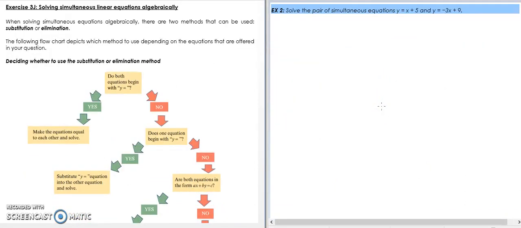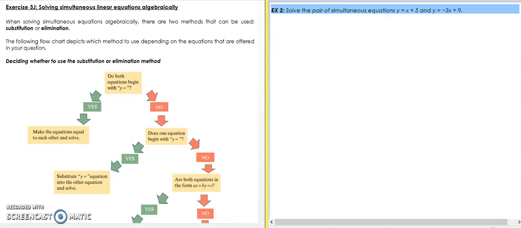Alright, we're going to do our second example now. Solve the pair of simultaneous equations y is equal to x plus 5 and y is equal to minus 3x plus 9. So again, we're going to look at our flow chart, this side here. Do both equations begin with y equals? In this case, they do. We have y equals x plus 5 and another y equals minus 3x, or negative 3x, plus 9. So in this case, we're going to answer yes, and we're going to follow the instruction, make the equations equal to each other, and then solve.